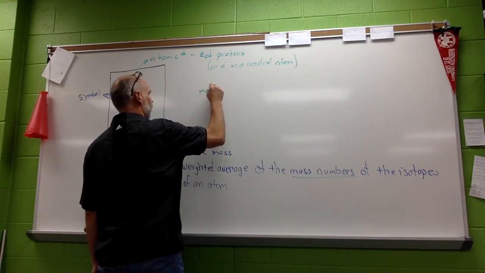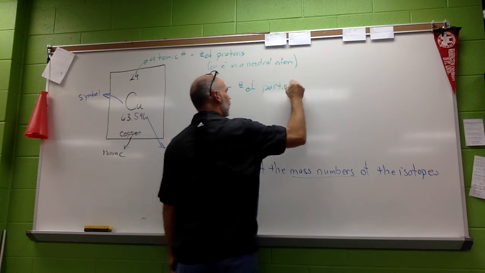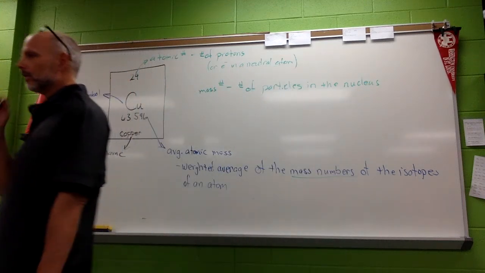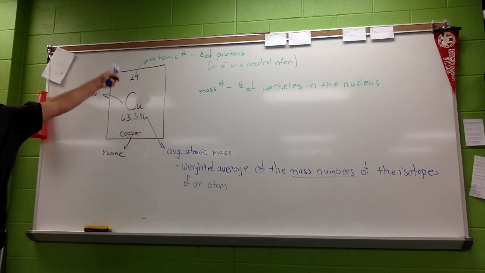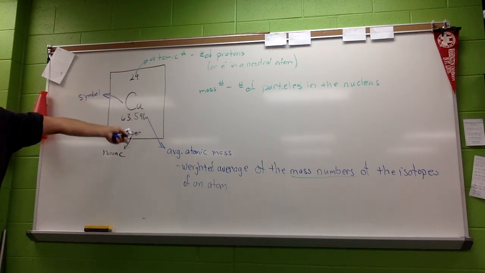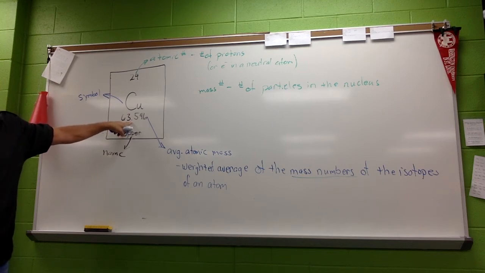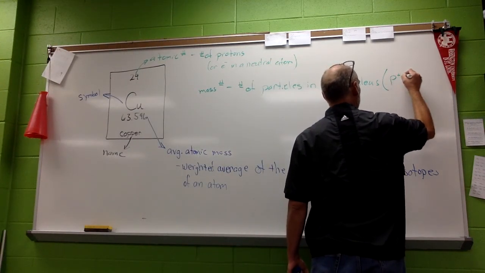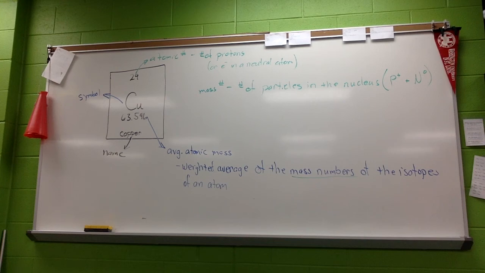Mass number. The number of particles in the nucleus. What are the particles? It indicates the number of particles in the nucleus. Where is that found on the periodic table? Good answer. It's not. It's represented in this number. We'll talk about how to get there here in a little bit. But it's not indicated on the periodic table. What are the particles in a nucleus? Protons plus neutrons.